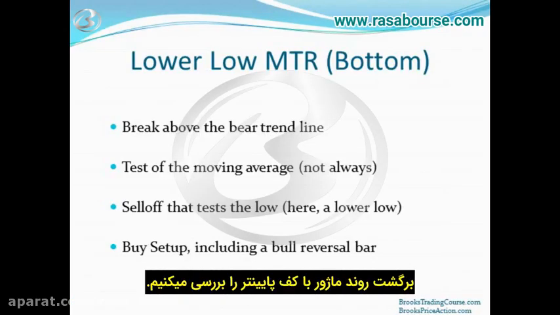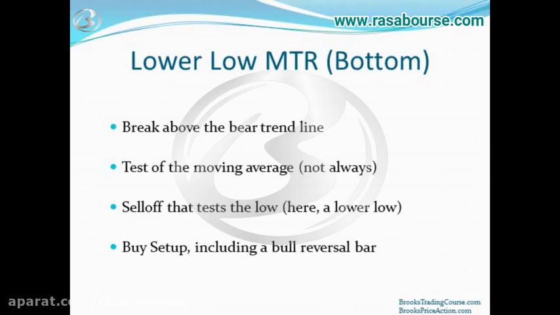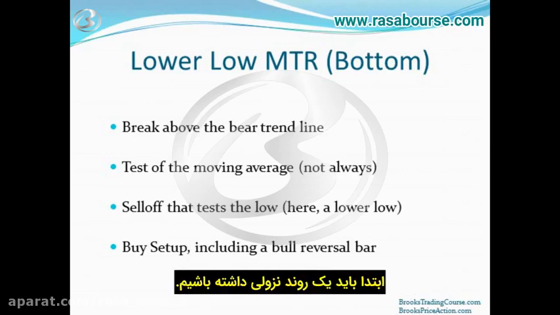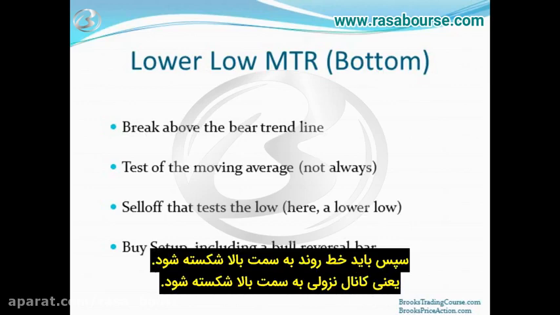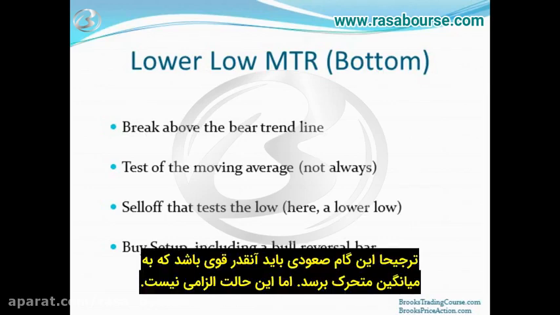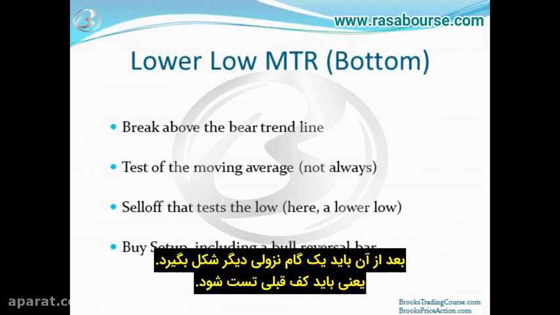For a lower low major trend reversal, in other words a bottom, you need a bear trend, and then you need a break above the bear trend line, in other words a break out of the bear channel. Preferably you'd want the rally to be strong enough to reach the moving average, but that's not necessary. After that, you need one more sell-off. You want a test of the bear low.